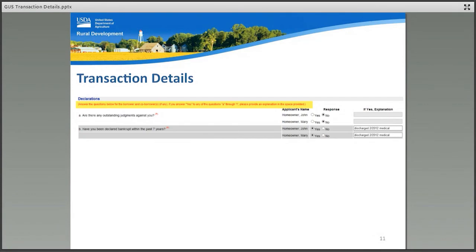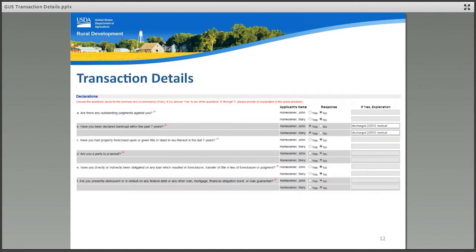Declarations are next. GUS captures the same 14 declarations that are listed on the Uniform Residential Loan application. There is a red message under this section that states, answer the questions below for the borrower and co-borrowers, if any. If you answer yes to any of the questions A through I, please provide an explanation in the space provided. The user must select a response for each declaration.